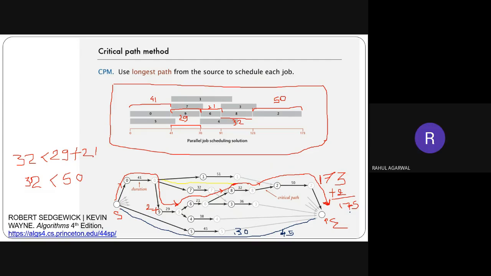Yes, sir. Now I got it. So it depends that this is not a critical path, meaning activity 5 is not on the critical path. You can delay it by 130 days.